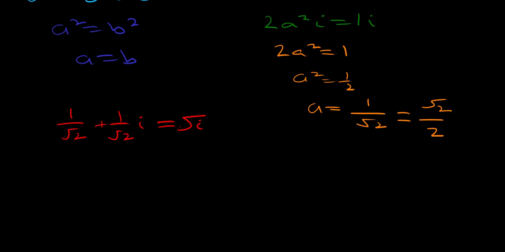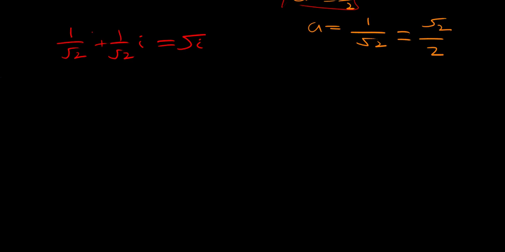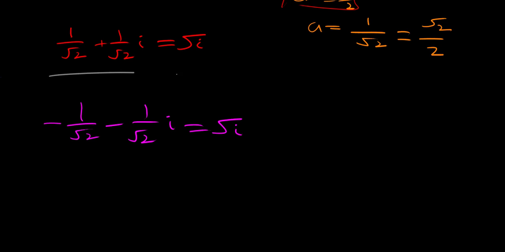Now you might be thinking, well, looking at this, a squared is equal to 1/2, meaning a is equal to plus or minus 1 over root 2. And you're correct. So this means that 1 over root 2 plus 1 over root 2 i is not the only solution. Negative 1 over root 2 minus 1 over root 2 i is also equal to the square root of i. Therefore, both of these are the correct answer.